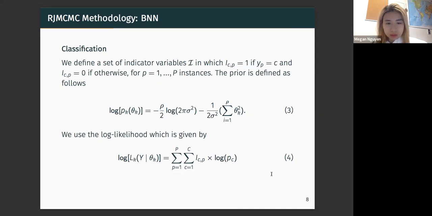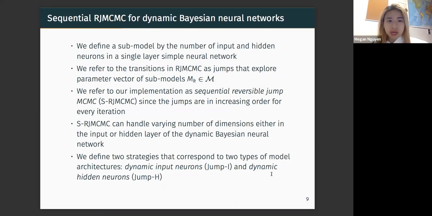So we have managed to create the prior and the log likelihood for the Bayesian equation. Now we are going to move on to how we provide a way to propose a new theta every time we want to explore the best theta for all the models. That's why we come up with a sequential RJMCMC for dynamic Bayesian neural networks. The first step is we define a set of submodels, where we define the submodel as the number of input and hidden neurons in a single layer simple neural network.